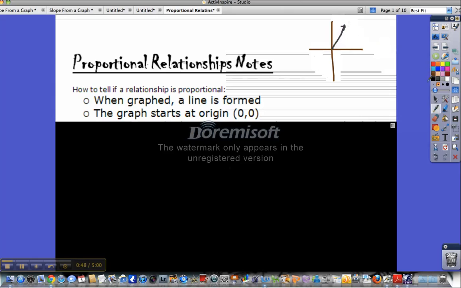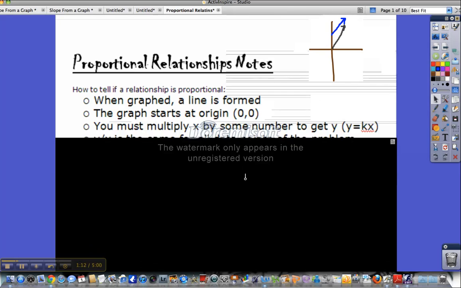As long as it's a straight line. What it could not look like is if it started up here on y and went like this. So this blue line is not proportional, even though it is a straight line, it doesn't start at the origin. Whereas this gray line is proportional because it starts at the origin and it's a straight line. Okay, so let's look at another criteria for proportional relationships. So this is how you can tell based on a graph.